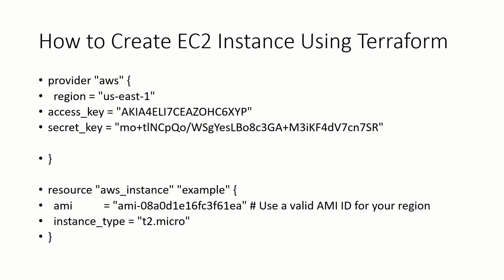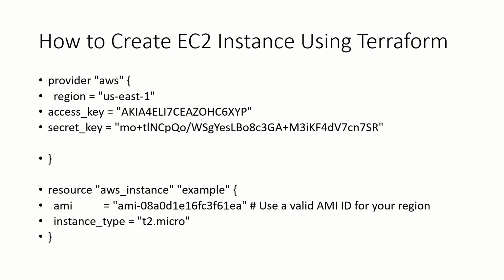Okay. Now coming to the resource, you have to provide the resource that you want to create. You can create an S3 bucket or EC2 instance, anything, right? So in the resources, you have to provide the resource name that you are going to create. We are going to create the EC2 instance. So that is what is provided here, that we are going to create the AWS instance, and give the name of your instance that you want to give.